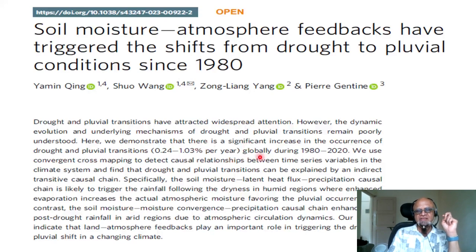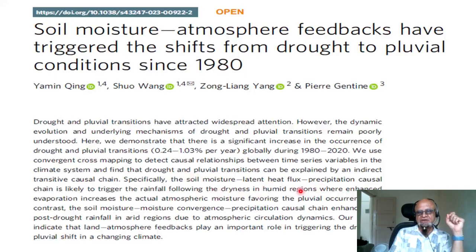Here we demonstrate that there is a significant increase in the occurrence of drought and pluvial conditions, so 0.24 to 1.03% per year in terms of a trend over 1980 to 2020 when you look at the global mean trend. We use convergent cross-mapping to detect causal relationships between time series variables in the climate system and find that drought and pluvial transitions can be explained by an indirect transitive causal chain.